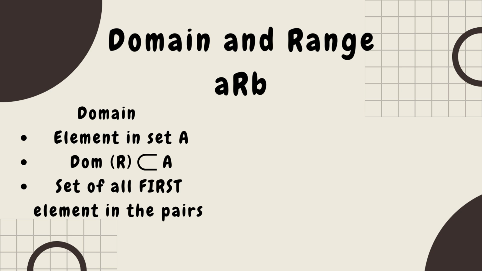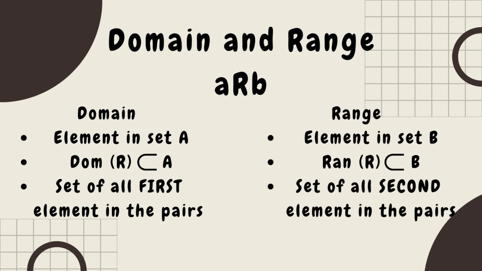Lastly, set of all first elements in the pairs. In a relation, we typically have pairs of elements like (A, B). The domain is the set of all first elements from each of these pairs. So, if we have pairs like (A1, B1), (A2, B2), and so on, the domain will include A1 and A2 and so forth.